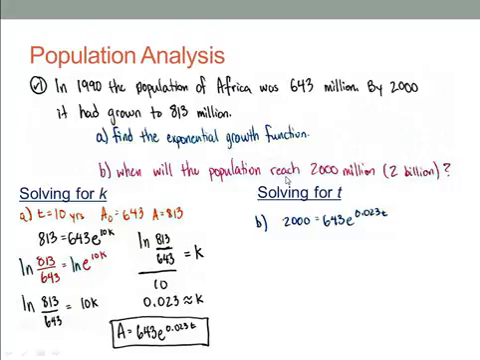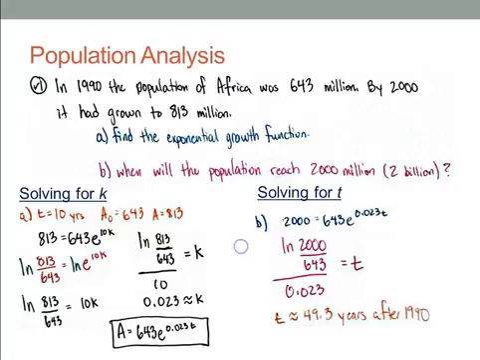The second part of the problem asks me to solve for time. It says, when will the population reach 2,000 million? So I know that A must equal 2,000. This is going to use what we saw here, and I'm just going to rewrite this equation directly with the ln like we saw here, because the only thing that's different is that we're solving for t. Now that we're here, our calculator does the work, and we know that it's about 49.3 years after 1990. Well, 49 years after 1990, that's 2039 that the population will reach 2,000 million or 2 billion people. We're not that far away, people.